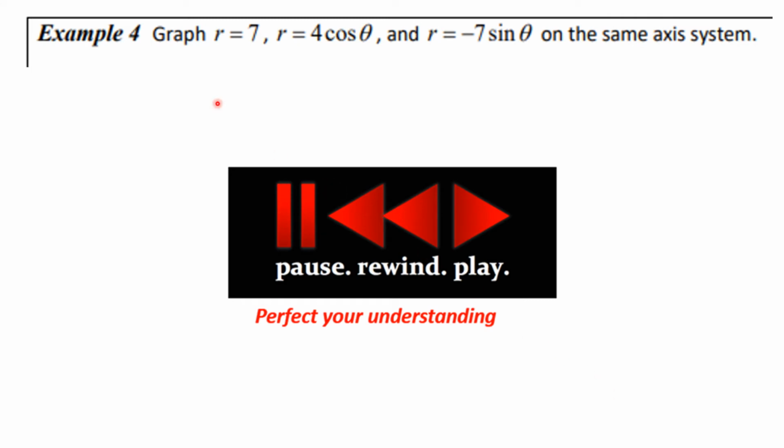Let's check your understanding by doing a problem. I'm asking you to graph r equals 7, r equals 4 cosine theta, and r equals minus 7 sine theta on the same axis. You know what to do. Now, if you were successful in doing that, congratulations, good job. If you were not successful, you have an opportunity to learn something. Let's see how you did.